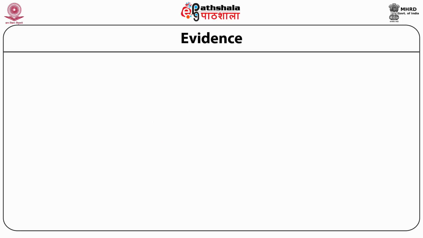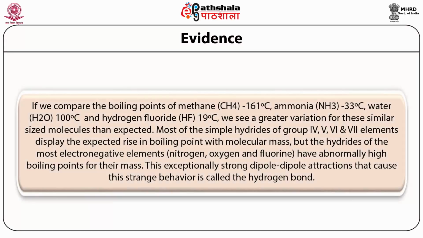In order to give evidence of the hydrogen bond, we compare the boiling points of methane, ammonia, water, and hydrogen fluoride. We see a greater variation for these similar sized molecules than what is expected. Most of the simple hydrides of group 4, 5, 6, and 7 elements display a tremendous rise in the boiling point with molecular mass, but the hydrides of the most electronegative elements like nitrogen, oxygen, and fluorine have abnormally high boiling points for their mass. This exceptionally strong dipole-dipole attraction that causes this strange behavior is called a hydrogen bond.